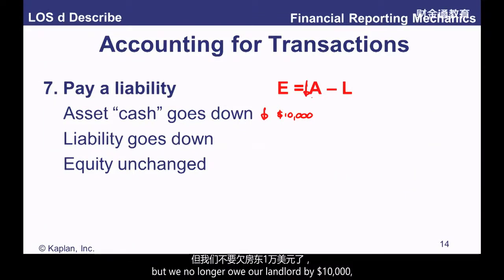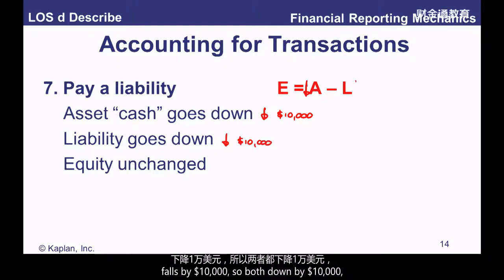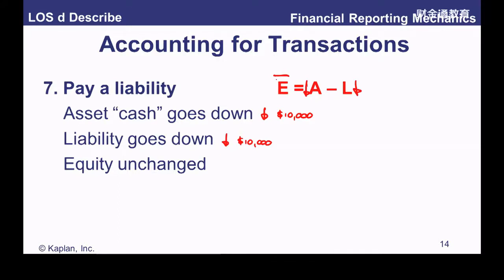But we no longer owe our landlord that 10,000. So we're going to eliminate the liability. So the liability falls by 10,000. So they're both down by 10,000, meaning equity remains unchanged.